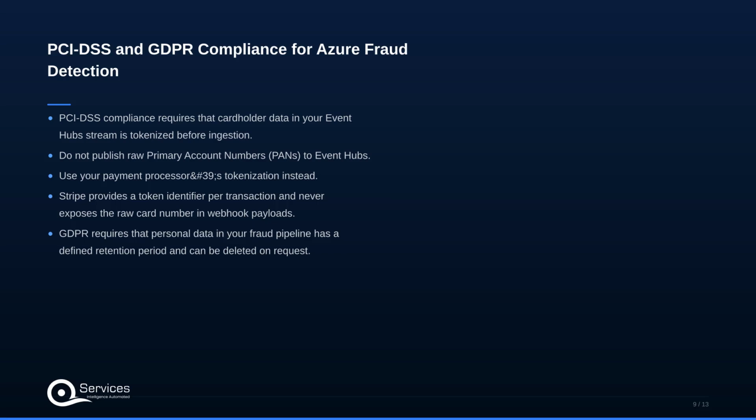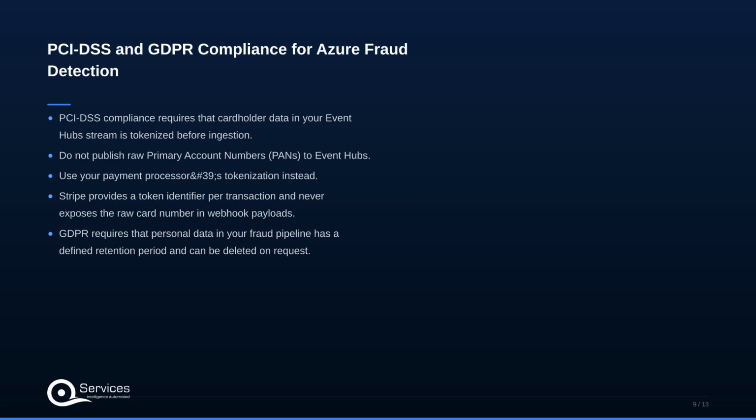Let's talk about moving on to PCI-DSS and GDPR compliance for Azure fraud detection. PCI-DSS compliance requires that cardholder data in your Event Hub stream is tokenized before ingestion. Do not publish raw primary account numbers to Event Hubs. Use your payment processor's tokenization instead. Stripe provides a token identifier per transaction and never exposes the raw card number in webhook payloads.